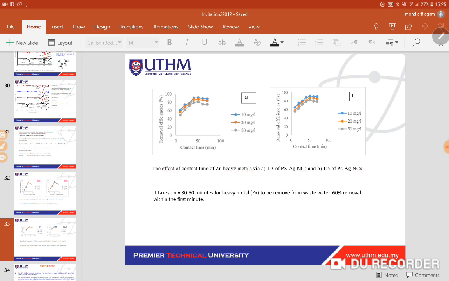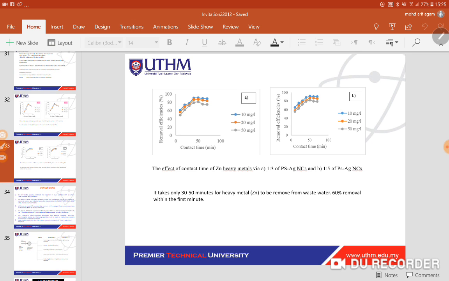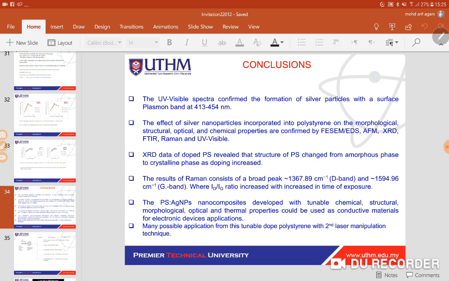it is a viable technique that we can put nanoparticles into polystyrene and it can become a heavy metal absorber. And these are the conclusions.